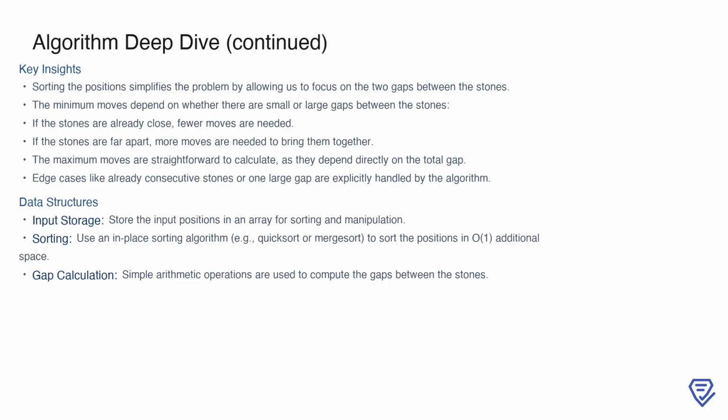The algorithm accounts for edge cases, such as when the stones are already consecutive or when there's a single large gap. In terms of implementation, the input positions are stored in an array, and an in-place sorting algorithm like quicksort or mergesort can be used to arrange them in ascending order. Gap calculations are performed using simple arithmetic, ensuring efficiency and clarity.